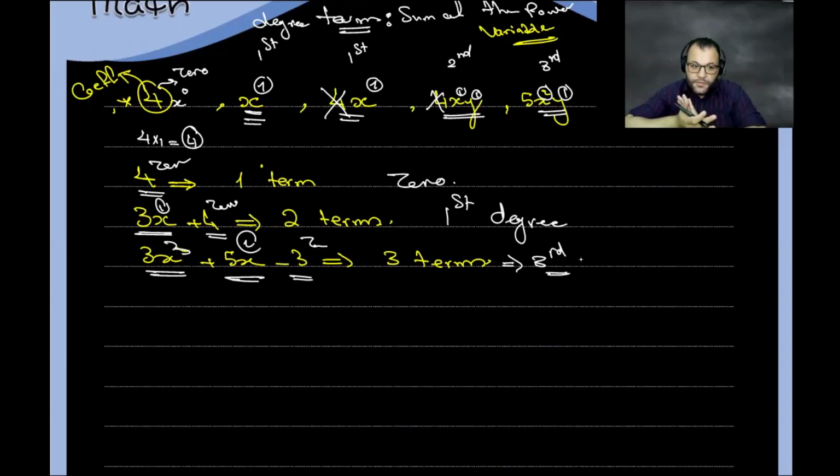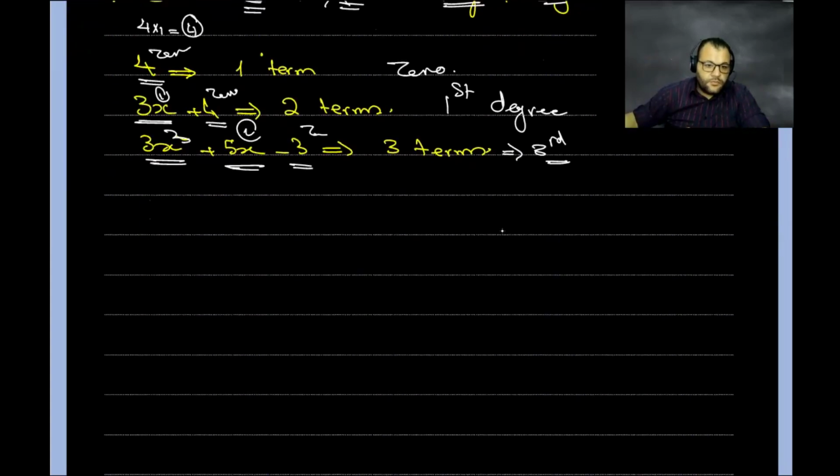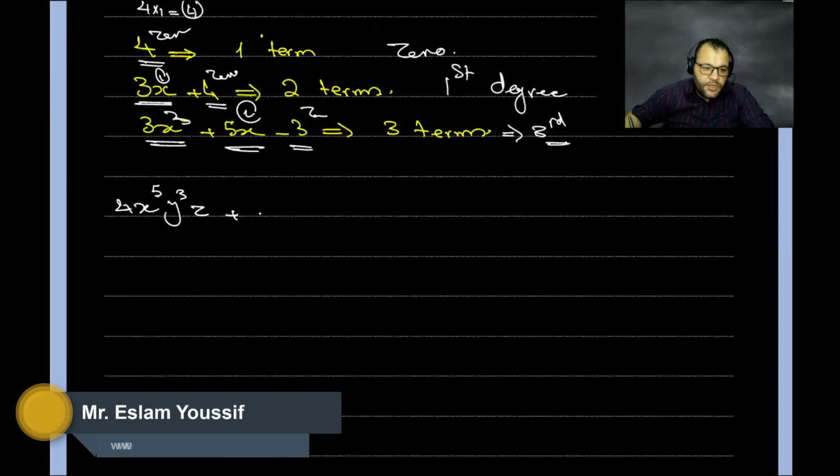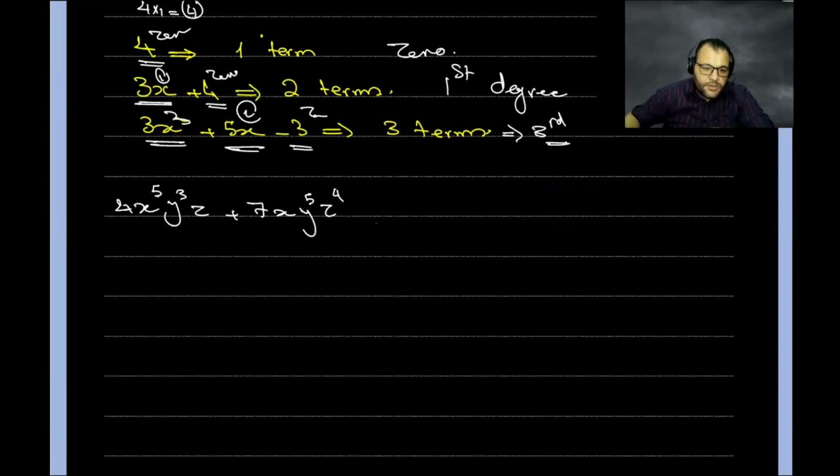So it doesn't matter how much you have. For a degree, you have to always take the highest value for each term. Suppose that I have 5x to the power 3 and z, plus 7xy power 5 z power 4, and minus 3x power 5 y power 2, plus 9xyz. What is the degree for this expression?